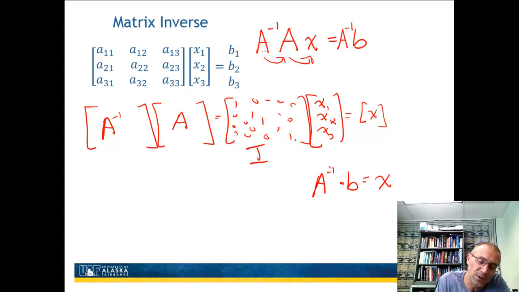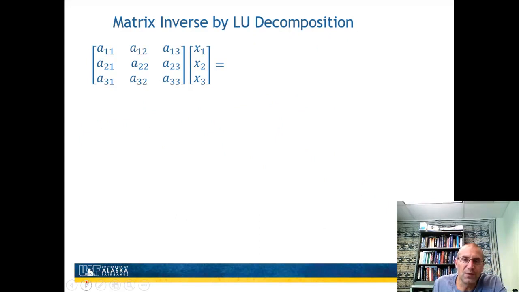This is just a forward multiplication, because I know what A to the minus 1 is, and I know what B is. So this is the matrix inverse, and it sure would be nice to find that, because then for whatever values of B, those could keep changing, I could find my value of x just by forward multiplying. All right. So let's talk about how you find that inverse matrix using LU decomposition.